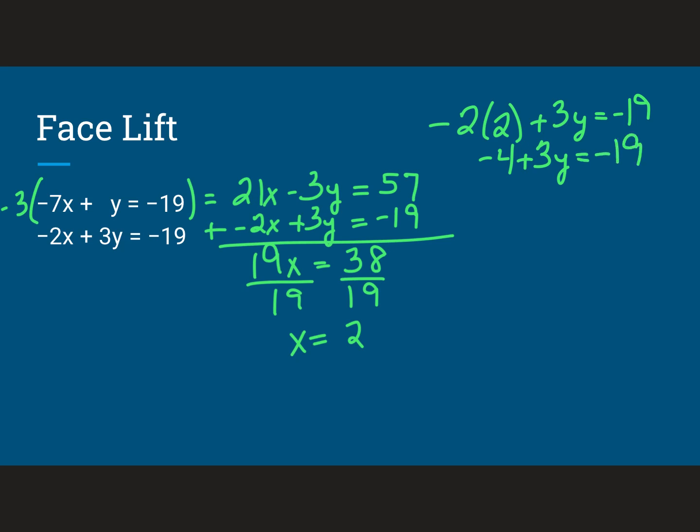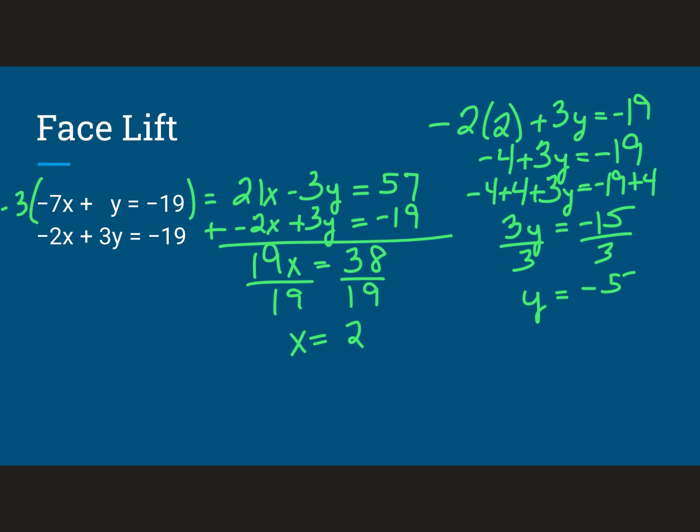I'm going to add 4 to both sides. So I have negative 4 plus 4 plus 3y equals negative 19 plus 4. When I simplify, that gives me 3y equals negative 15. Divide both sides by 3. And I get y equals negative 5. Okay, so this one, again, ordered pairs, x then y. So I have 2, comma, negative 5.